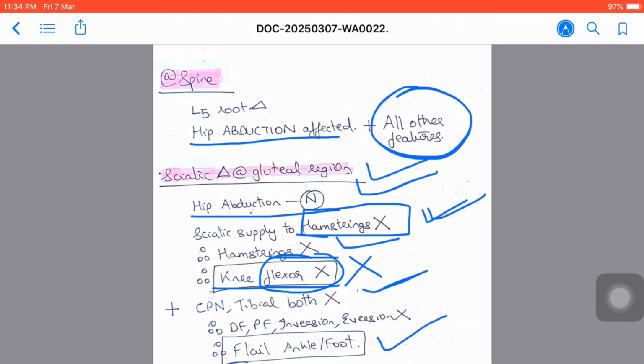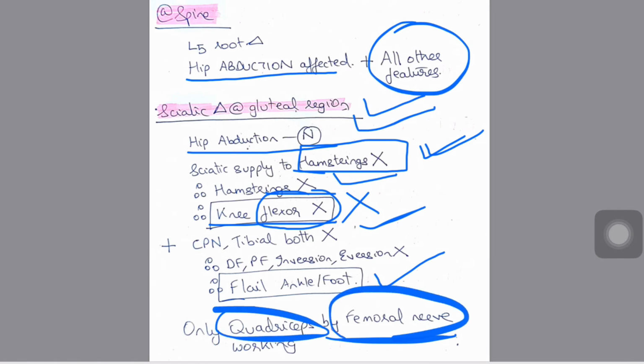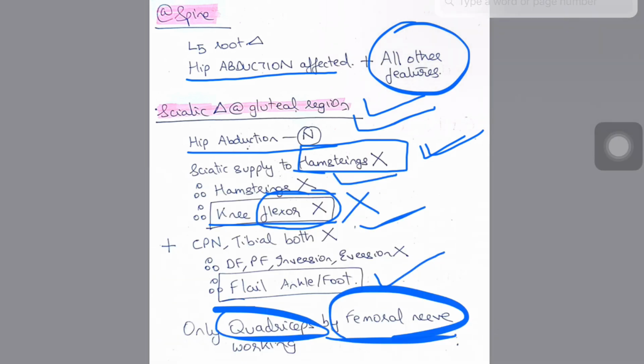Okay. So what all things are lost and what is spared if it occurs at the level of the gluteal region? Common cause, posterior dislocation of the hip. Hip abduction is spared. Okay. But knee flexion is absent and there is a flail ankle and foot. The only thing working is the quadriceps because it is supplied by the femoral nerve. Okay. Remember this because you have to understand the difference if there is a sciatic nerve injury at the distal level in the thigh. We will see to it. Here flexion is lost and there is a flail ankle and foot.